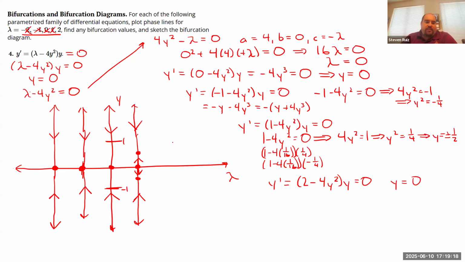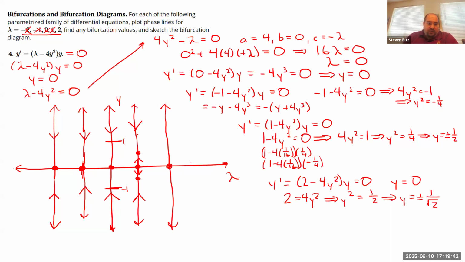Again, y equals 0 is that steady equilibrium point. Equilibrium. But then I have to solve the other component. 2 equals 4y squared. Y squared equals 2 over 4, or 1/2. And I get y equals plus or minus 1 over radical 2. So those are a little bit further away. So about 0.7 and -0.7.